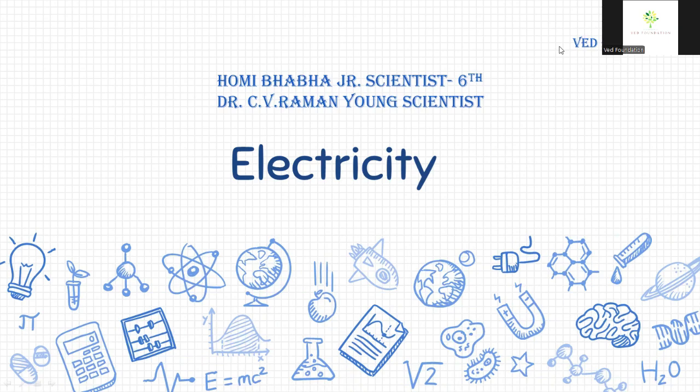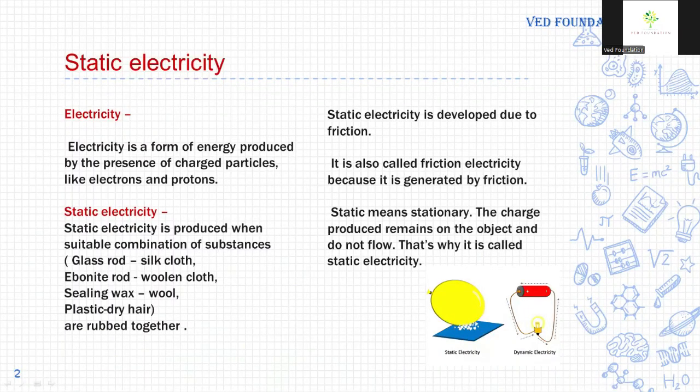So in this lesson, we will understand what static electricity is and how it is formed, and what current electricity is and how it is useful to us in our daily life. So let us start. Electricity. Electricity is a form of energy produced by the presence of charged particles like electrons and protons.